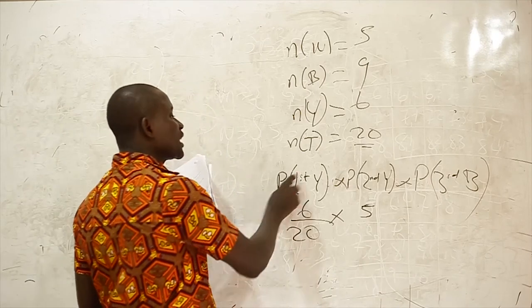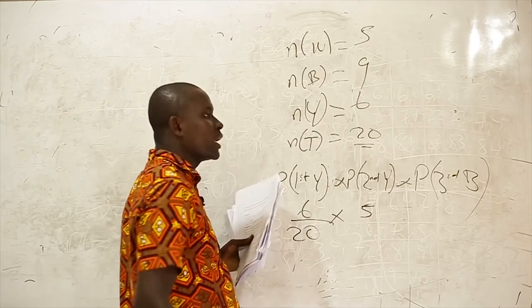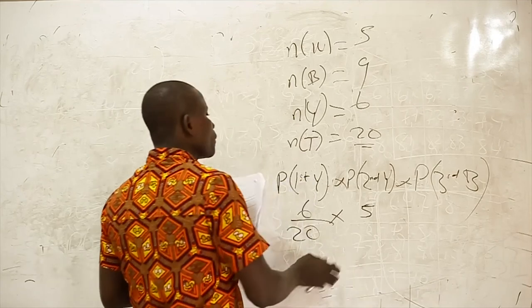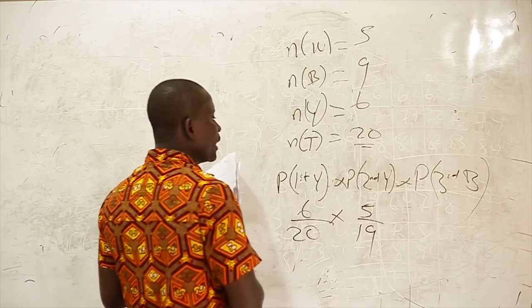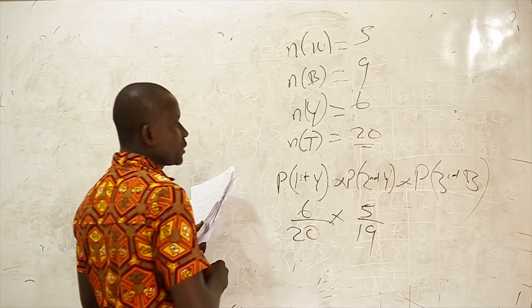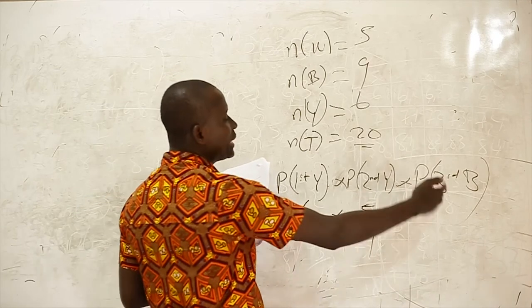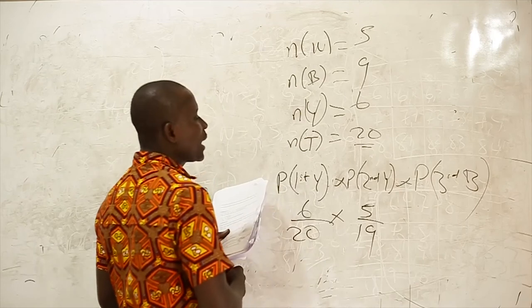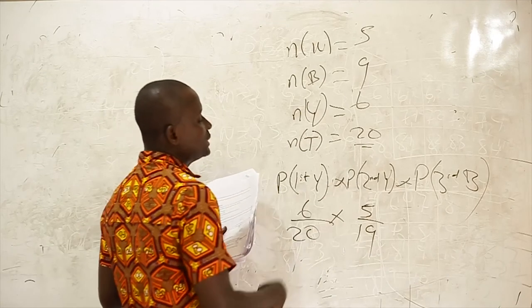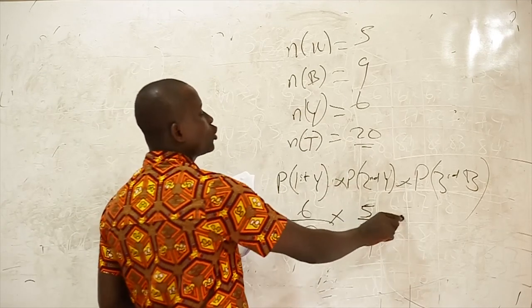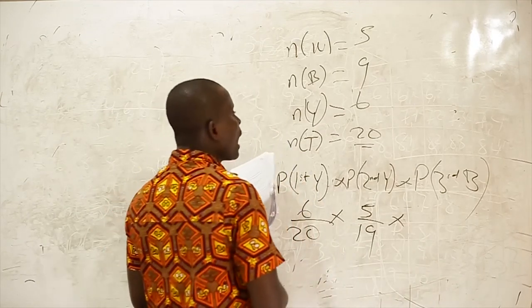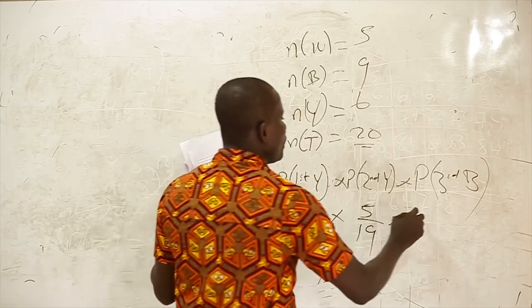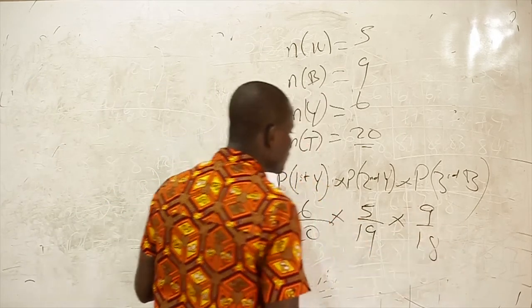The moment you perform this transaction, it means one yellow has been taken away. You have eaten it. So this is 5. Here becomes what? 19. Because the total has also been affected. If the next were to be yellow again, it would be 4 over 18. But here, you said the 3rd is what? Blue. So how many blues are in the container at this point? We have 9 over 18.